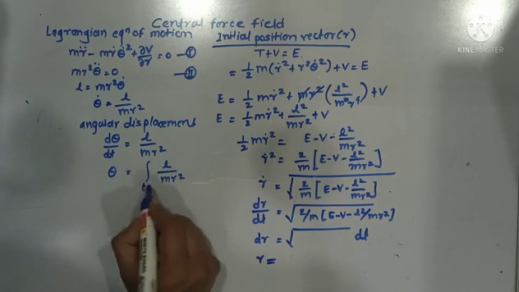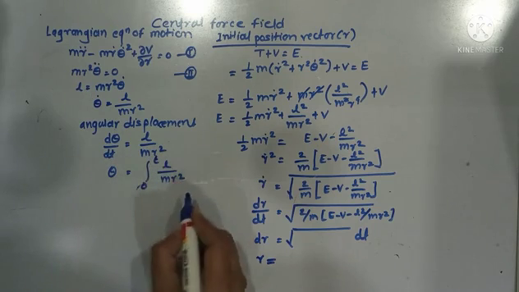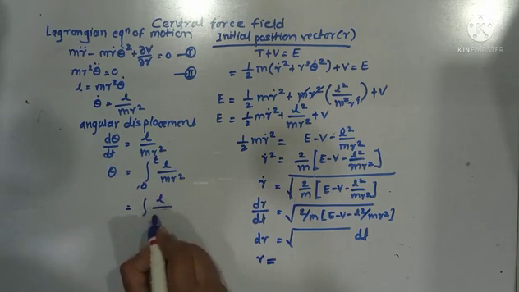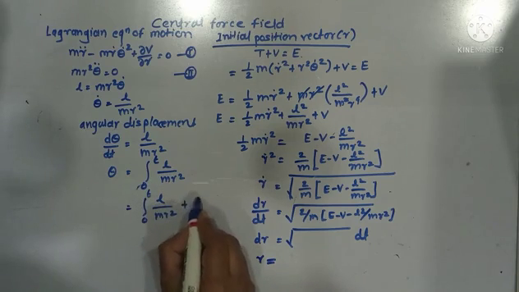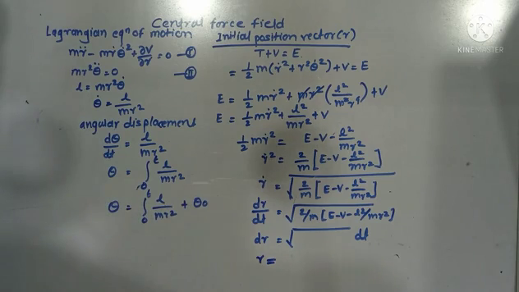from t equal to 0 to some time t, and I can write this as L/(mr²) times t, from 0 to t, plus some constant θ0. And by using this relation, I can also calculate the angular displacement in a central force field.